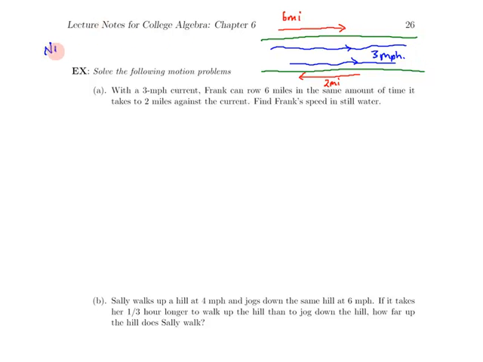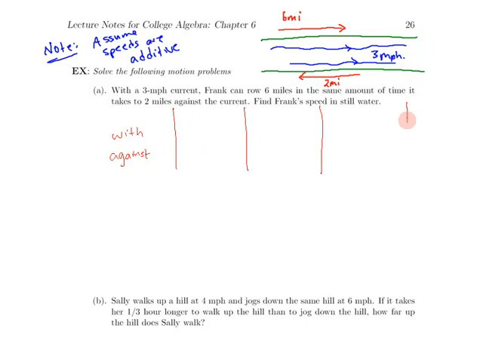Now I want to make a quick note here that we're going to assume that the speeds are additive. Now what does that mean? Let's go ahead and write this in red here, so I'm answering the question. With the current or against the current are the 2 parts of this problem. Now for the distance, we've already got them set up here. If he's going with the current, it's 6 miles. If he's going against the current, it's 2 miles.